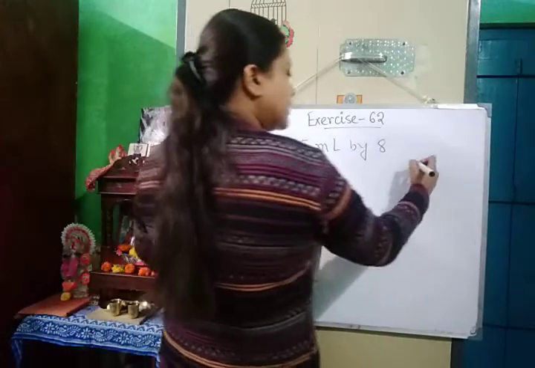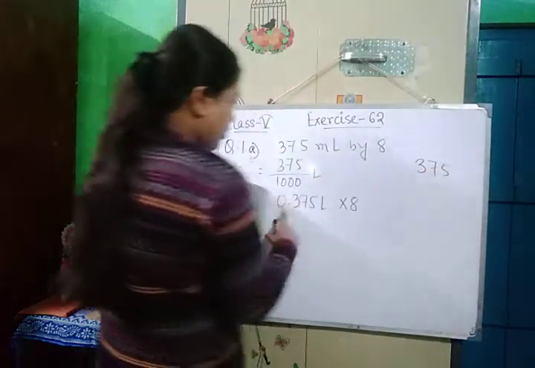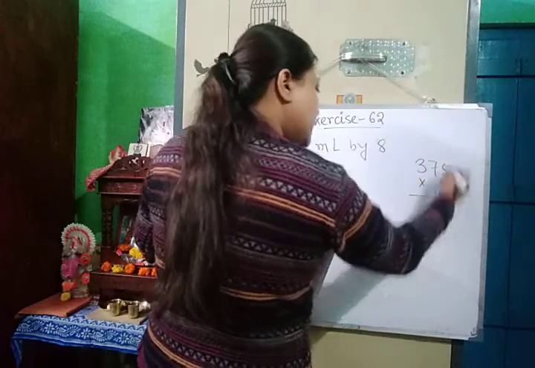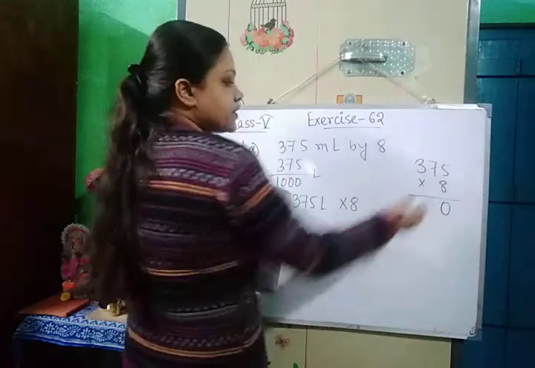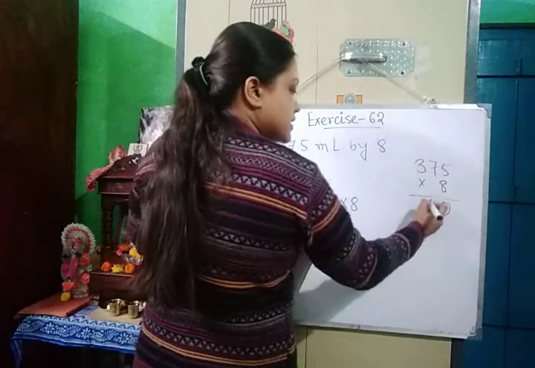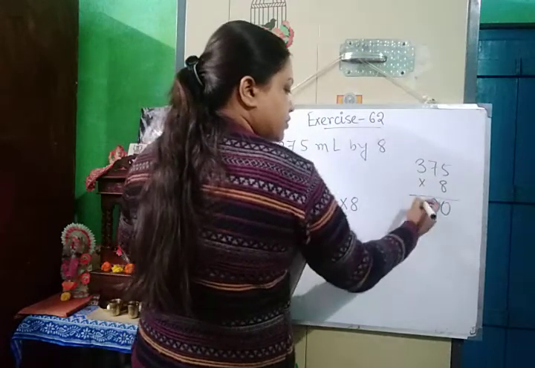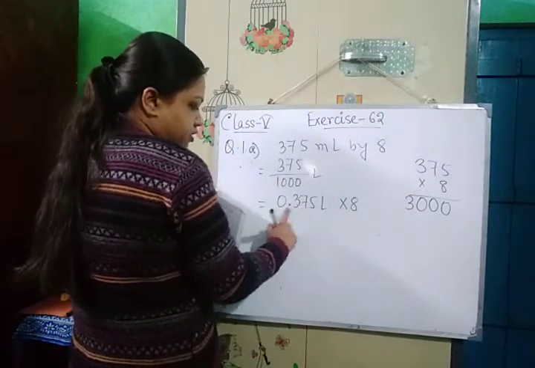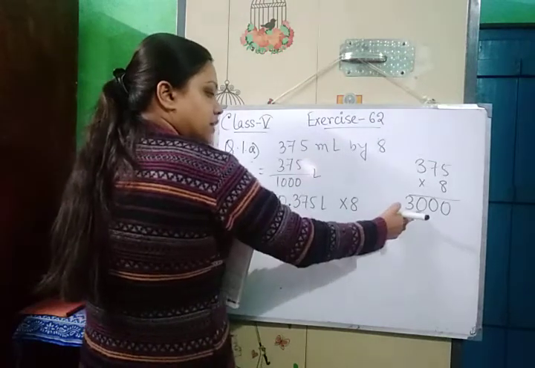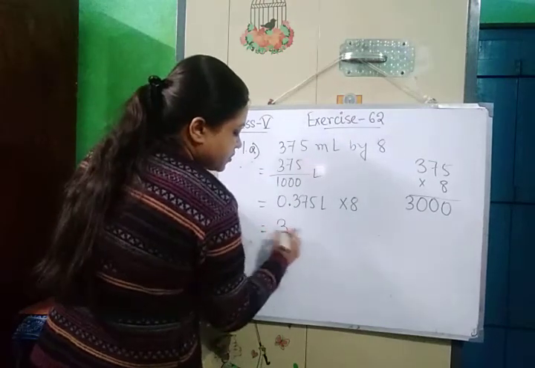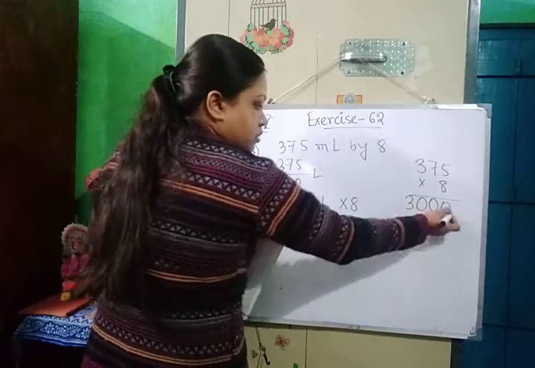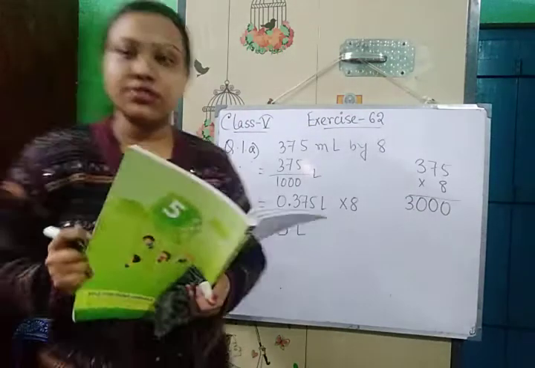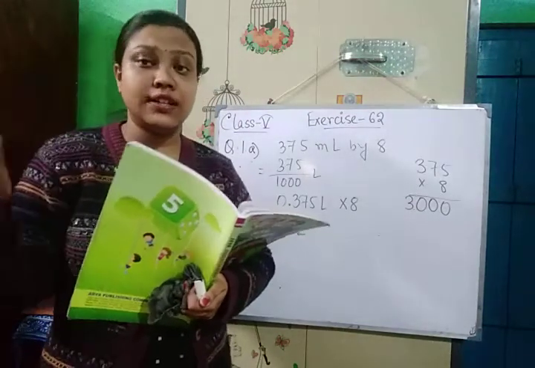So here I am doing the multiplication without the point. 0.375 is there, I am doing without the point. 8 5s are 40, 0 here 4 in hand. 7 8s are 56 plus 4 is 60, 0 here 6 in hand. 3 8s are 24 plus 6 is 30. So 3000, and after the point 3 digits are there. So the point will be here. It will be 3 liter. We will put the point 1, 2, 3 here. So the answer is 3 liter. First you have to convert ml to liter, then you have to multiply.